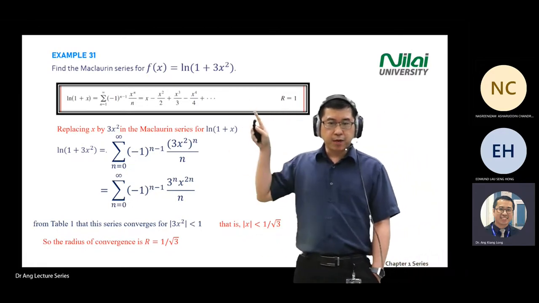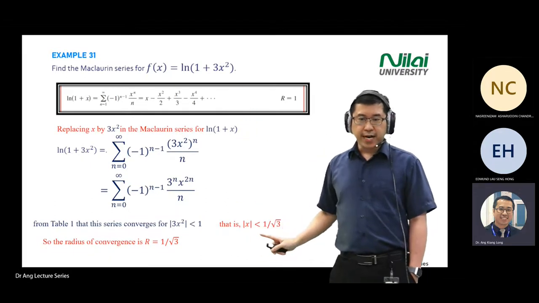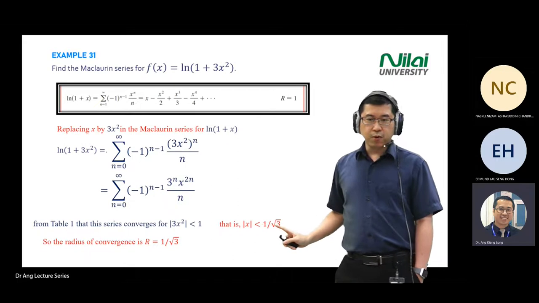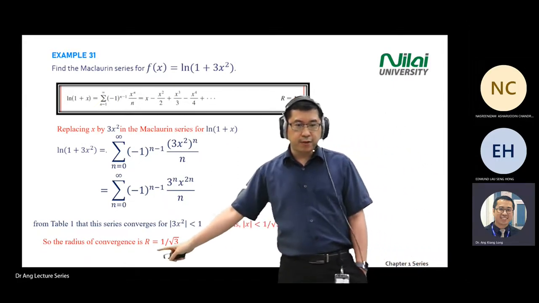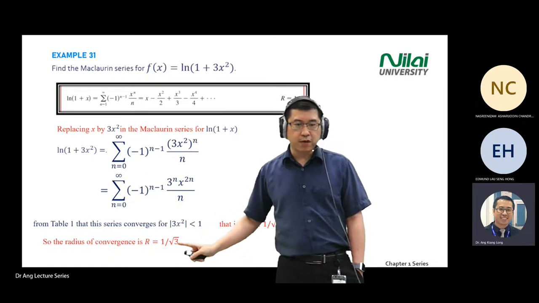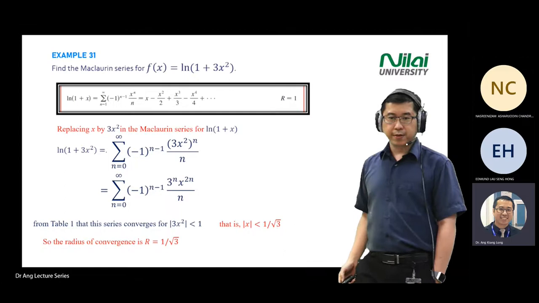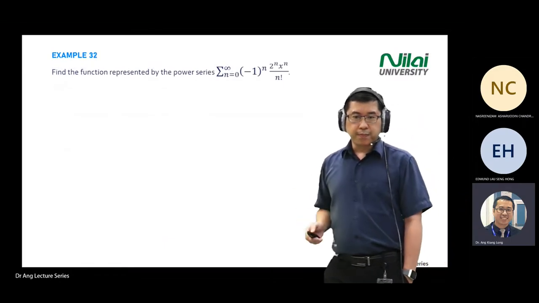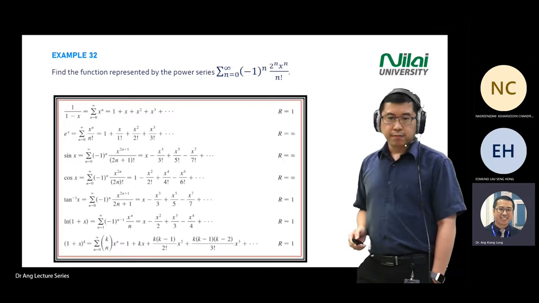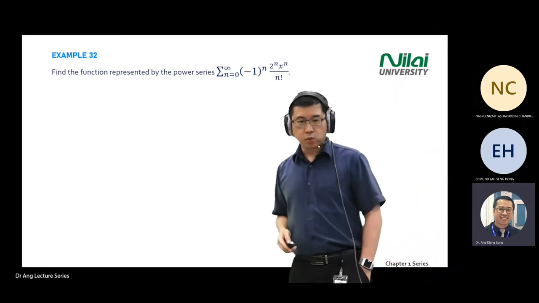But after you apply table 1 to the question, you arrive at your answer, |x| less than 1 over square root of 3. So write this answer in this form. You write r equal to 1 over square root 3. This is how you solve example 31. We go for one more example. Go very fast for example 32.